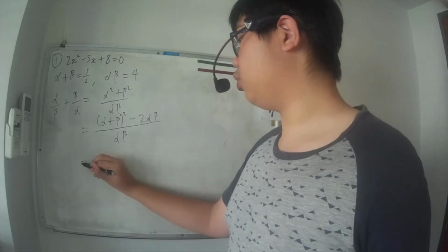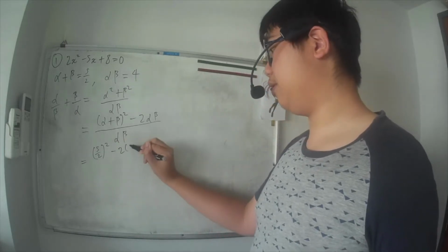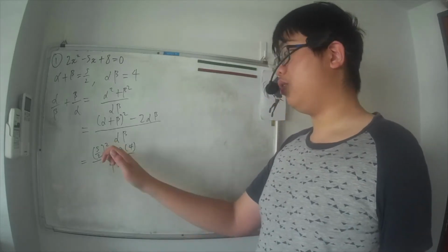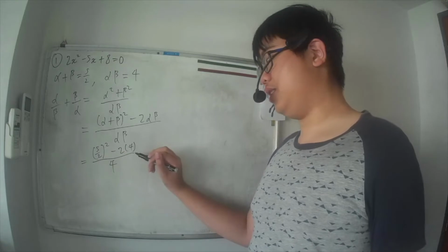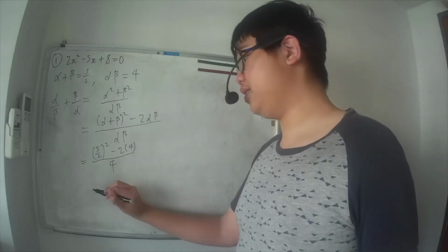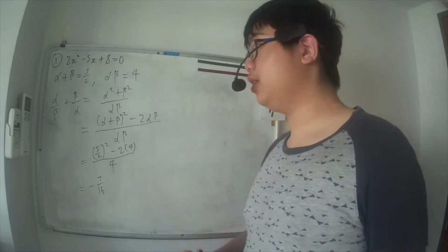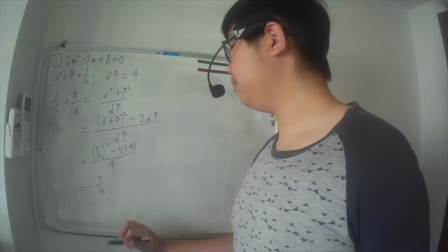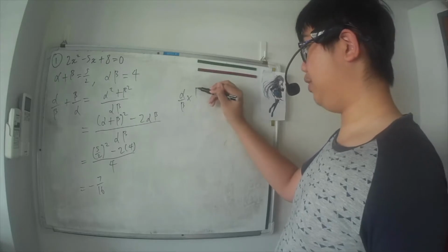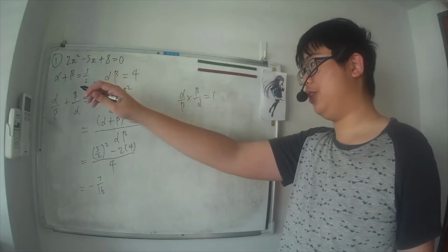So this is equivalent to 5 over 2 whole thing squared minus 2 times 4, whole thing divided by 4. Okay, this is 25 over 4, and this is 8, which is 32 over 4. So this is minus 7 over 16. Okay, and then what is our alpha over beta times beta over alpha? This is just equal to 1. We don't even need to do any sort of calculation with these two.